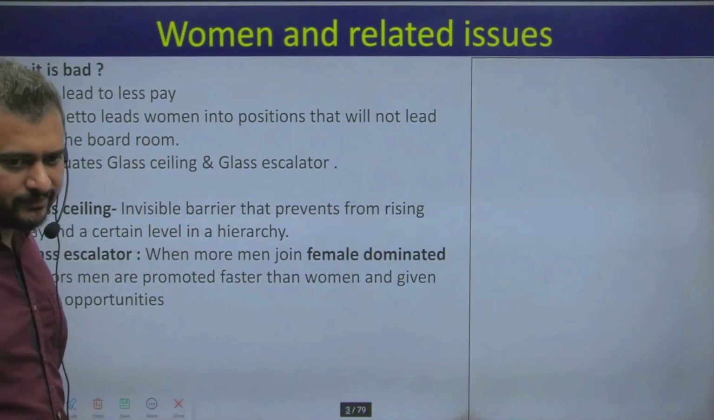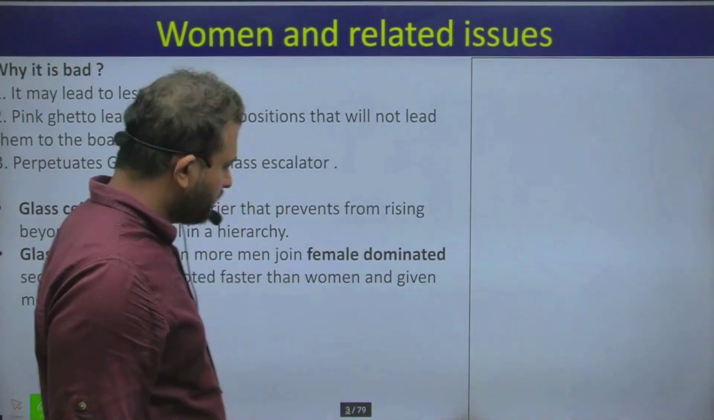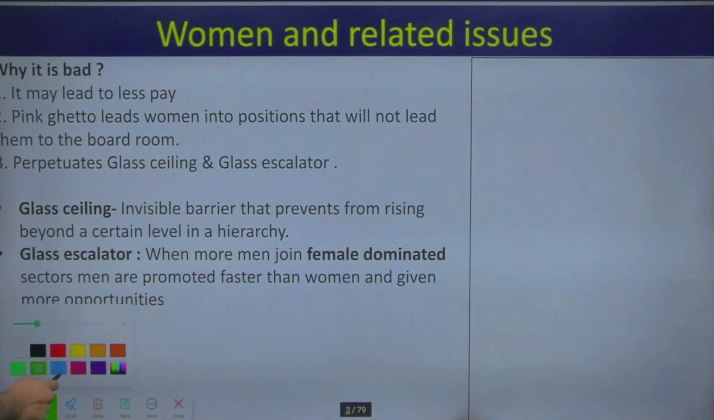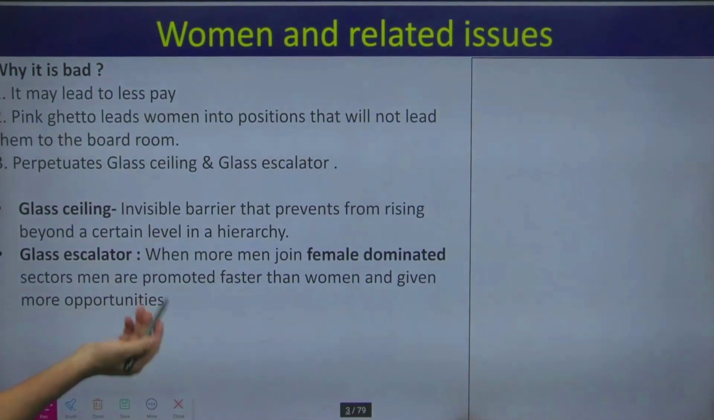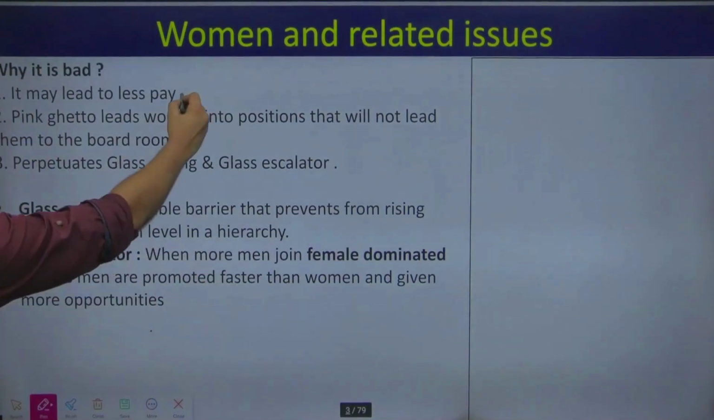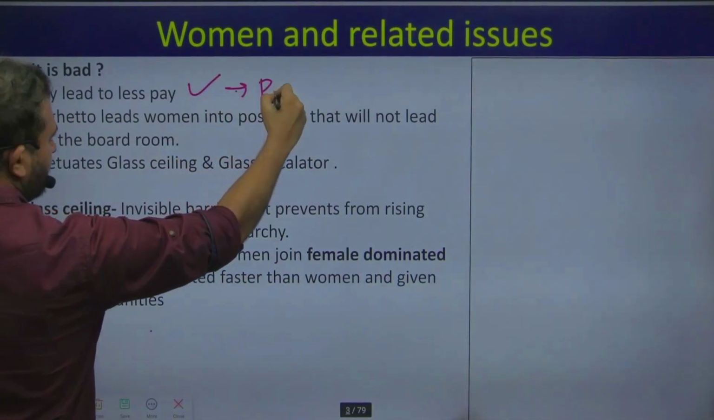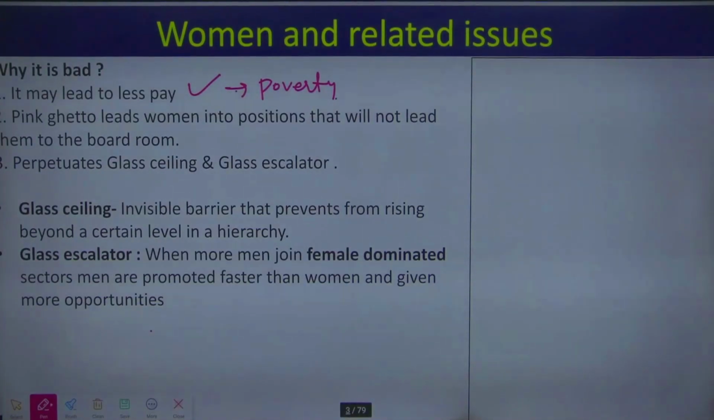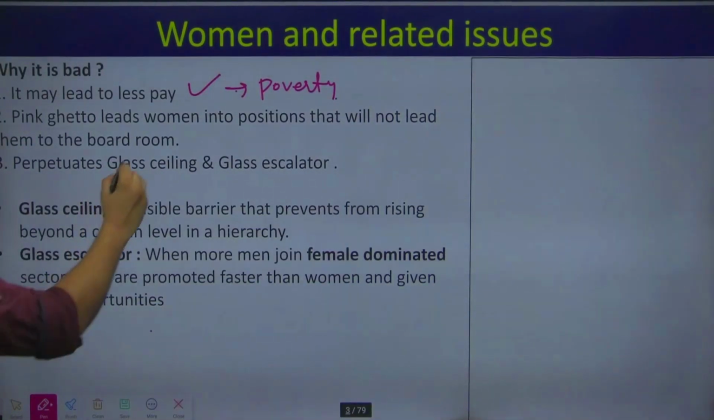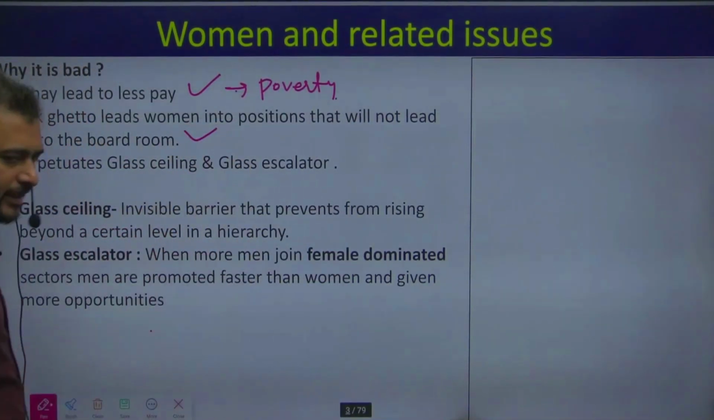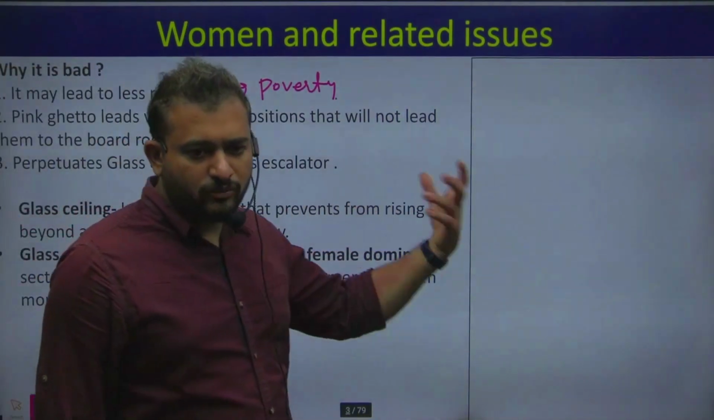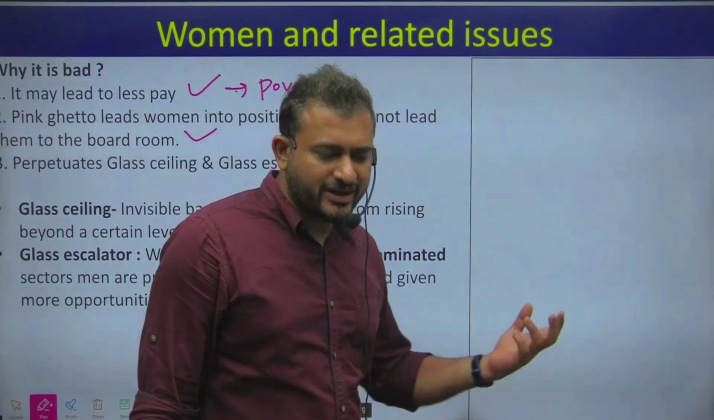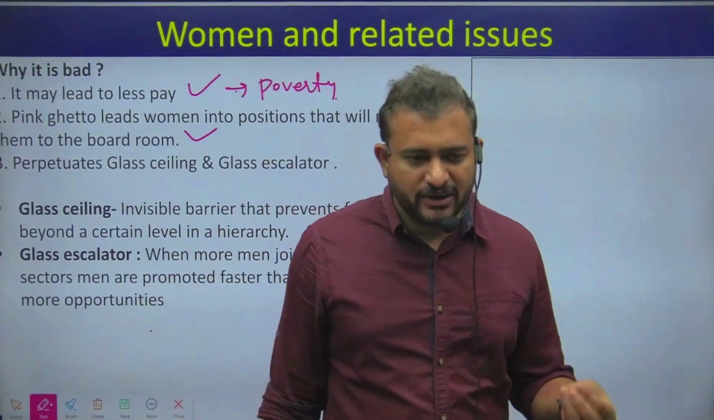Definitely rights are being exploited. Okay, so there are some problems of velvet ghetto or pink collarization, which lead to less pay and poverty. Apart from that, they are not able to get promoted or uplifted in the organization, because particularly you are working as, like, an air hostess.